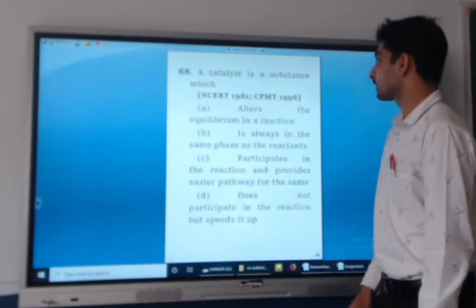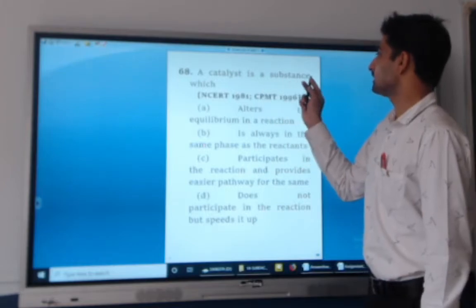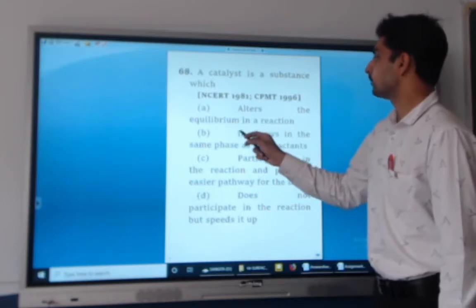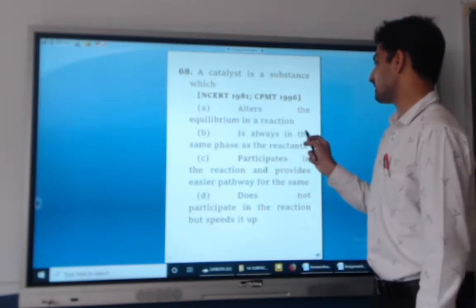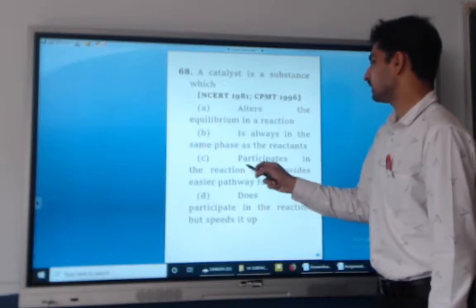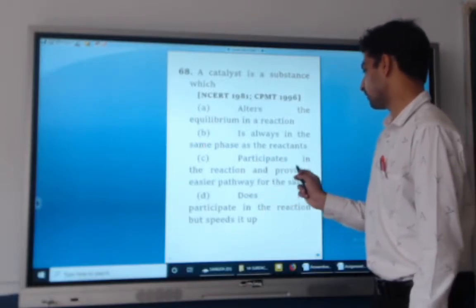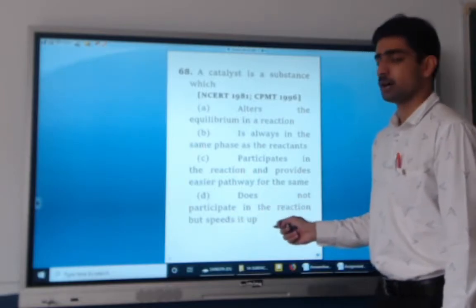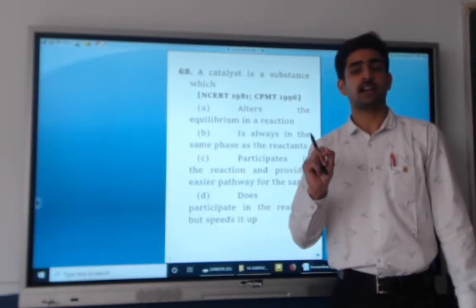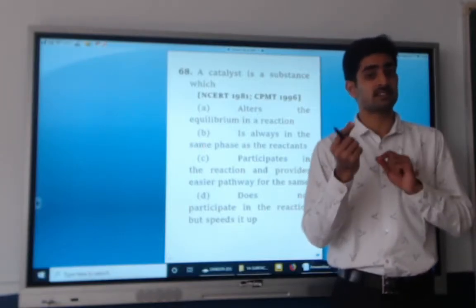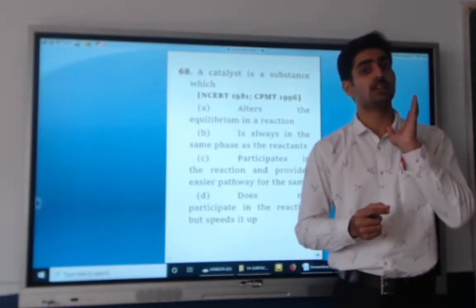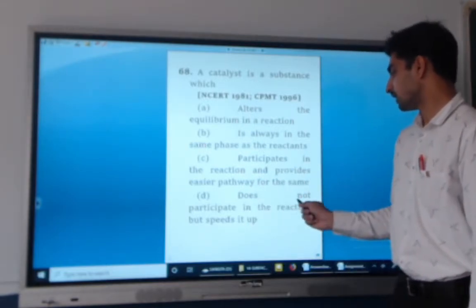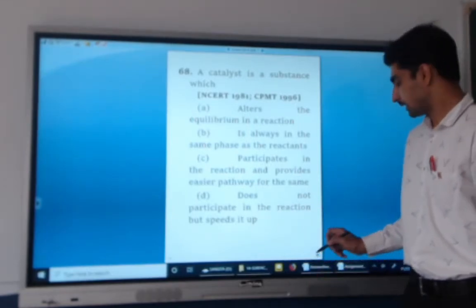Okay. Next question. A catalyst is a substance which: A, alters the equilibrium in the reaction; B, is always in the same phase as the reactant; C, participates in the reaction and provides an easier pathway for the same; D, does not participate in the reaction but speeds it up. So always remember, catalysts are those which increase or decrease the rate of reaction, but they are not involved in the reaction. So the option is D. Does not participate in the reaction but speeds it up.